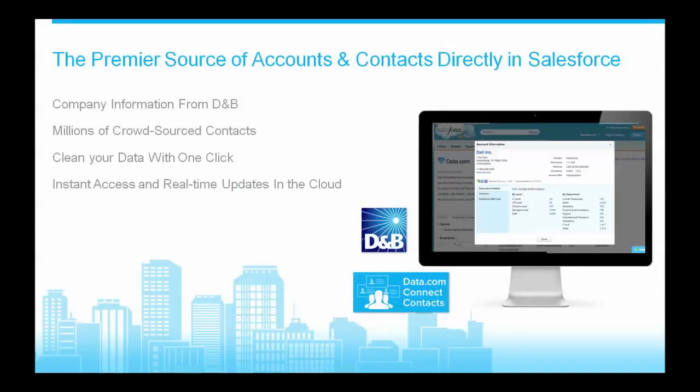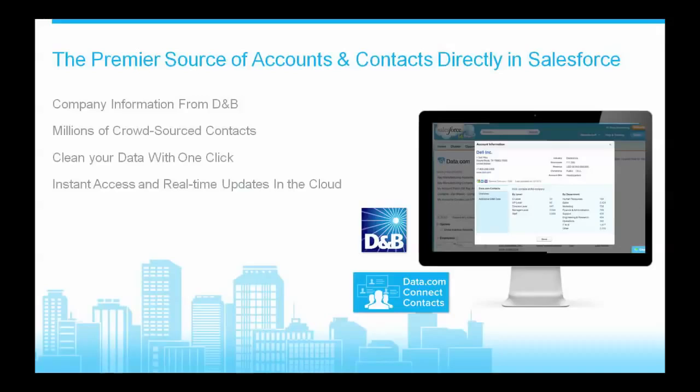By account data, it's 240 million global records from D&B. We've partnered with Dun & Bradstreet to deliver their world-based file, which is, as I mentioned, over 240 million records from over 200 countries worldwide. We take that account data and make it available to customers right inside of Salesforce.